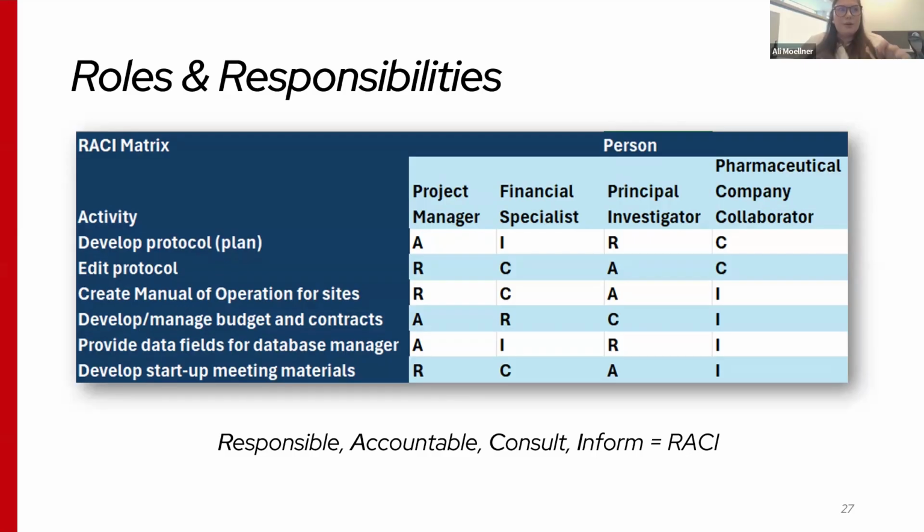So R is for responsible. It's the people who actually do the work and make the decisions. There can be multiple people as a responsible party for an activity.